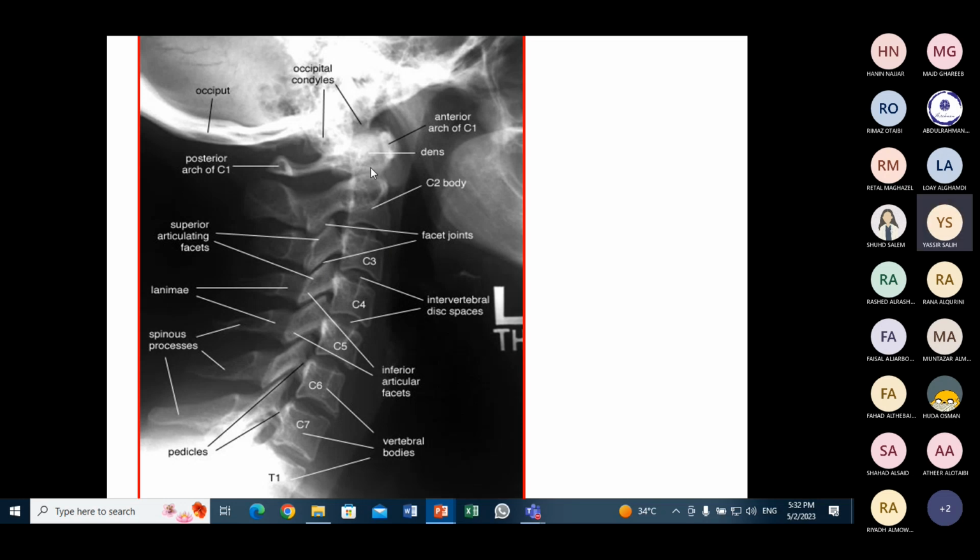The most important thing to notice: the alignment should be well aligned, the intervertebral disc spaces and the body height. The height of the body should be of normal height, meaning there is no reduction or increase of the vertebral body height. This is the lateral cervical spine.